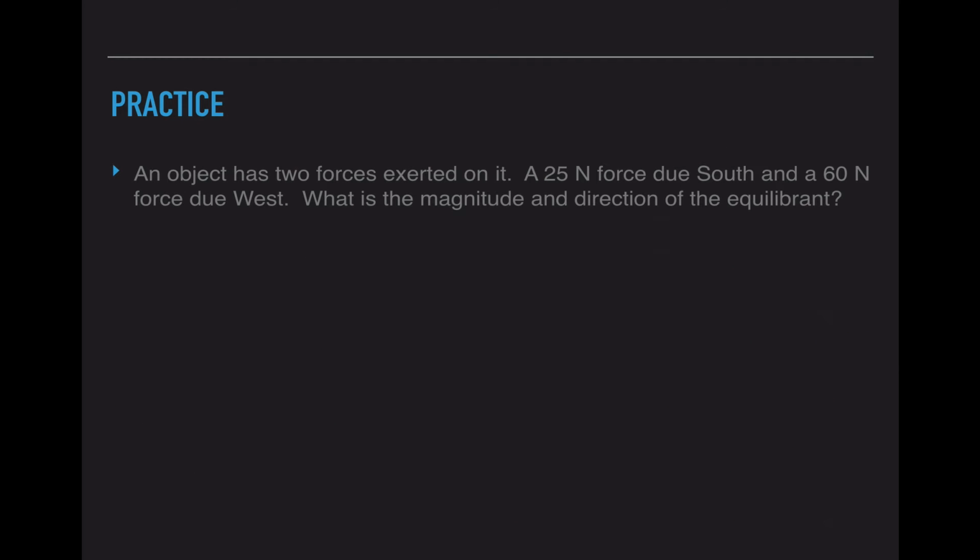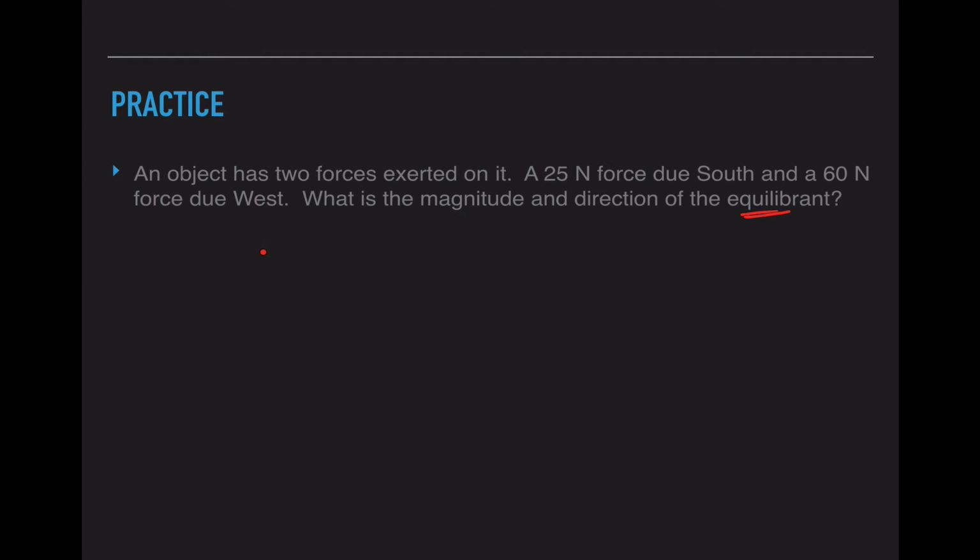So a practice problem. An object has two forces exerted on it. A 25 Newton force due south and a 60 Newton force due west. What is the magnitude and direction of the equilibrant? So keyword equilibrant, not resultant. So we have to calculate the resultant and then flip-flop the directions.